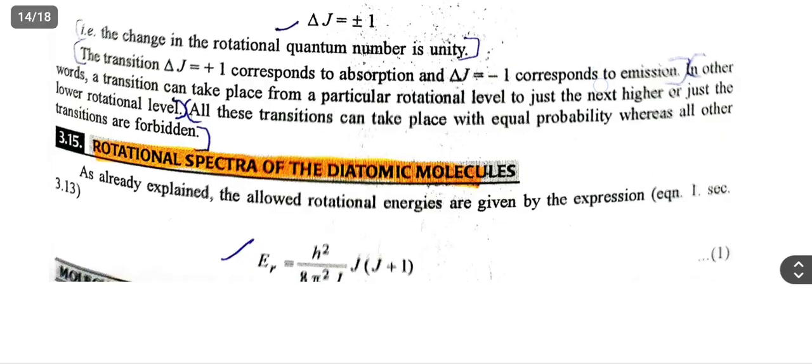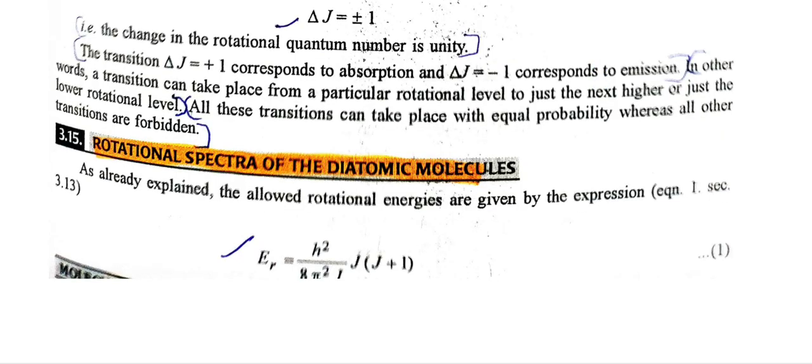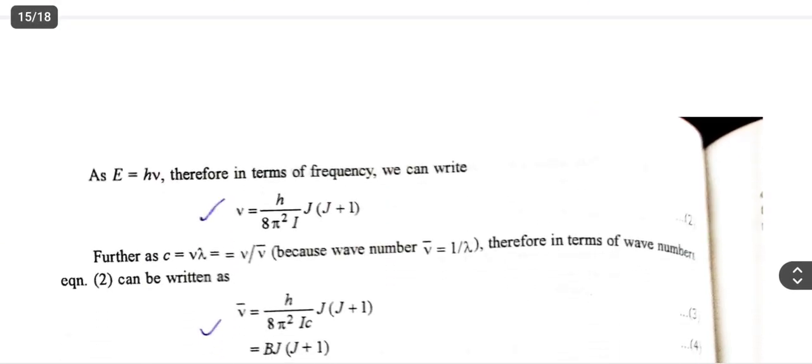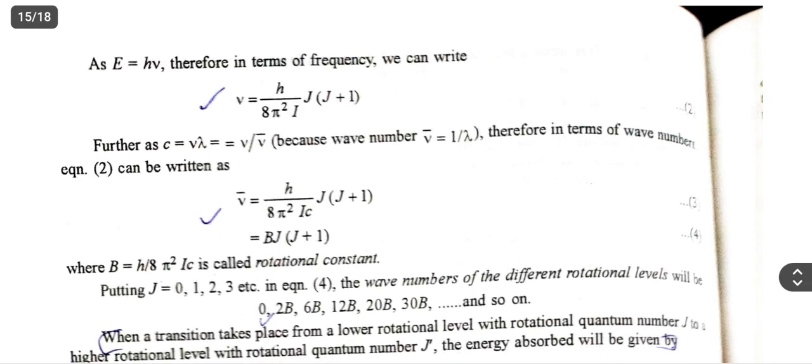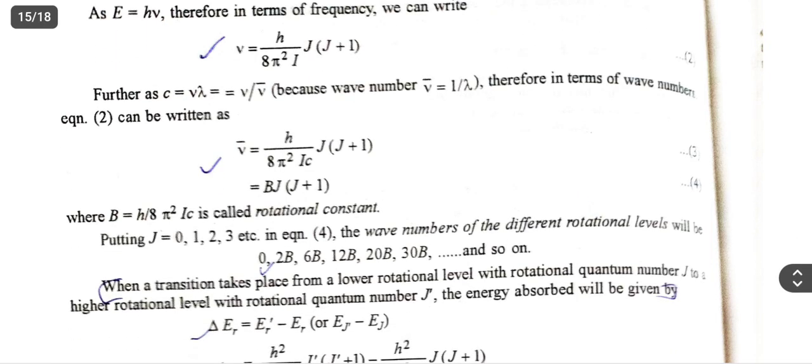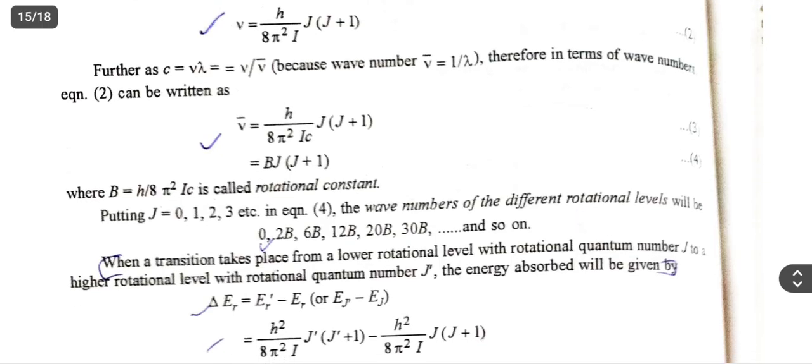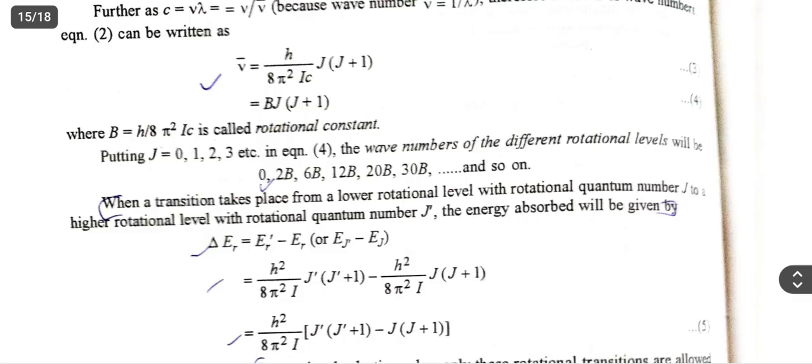Rotational spectra of a diatomic molecule. As already explained, the allowed rotational energies are given by the expression E_R = h² / (8π²I) J(J+1). E = hν. Therefore, in terms of frequency, we can write ν = h / (8π²I) J(J+1). Further, as c = νλ, and wave number ν̄ = 1/λ, in terms of wave number, ν̄ = h / (8π²Ic) J(J+1) = B J(J+1). B = h / (8π²Ic) is the rotational constant, where J = 0, 1, 2, 3, etc.